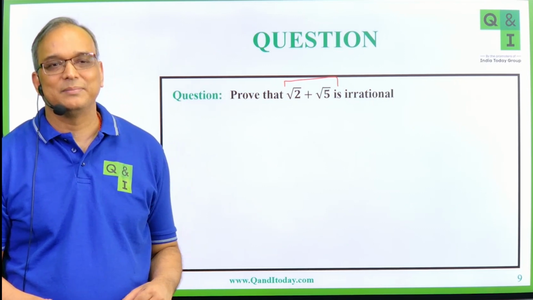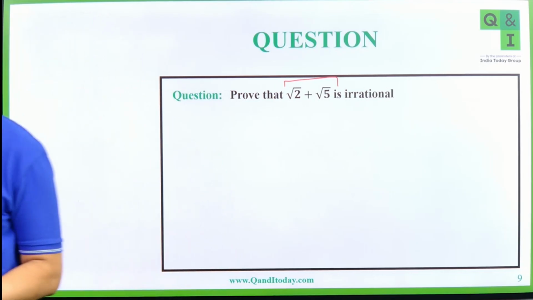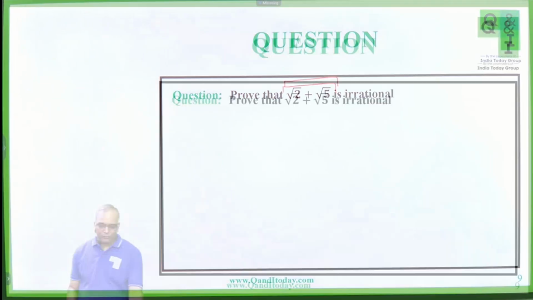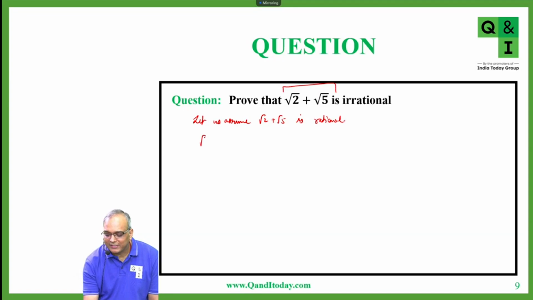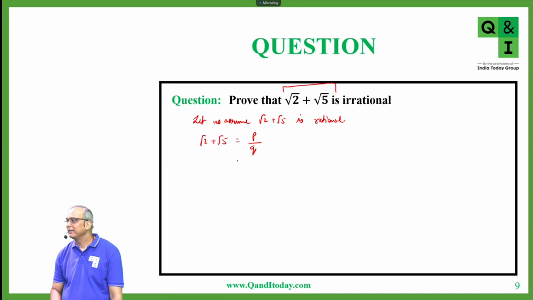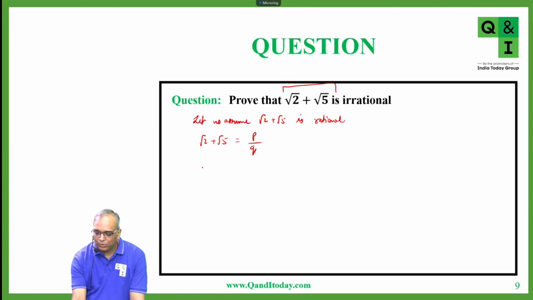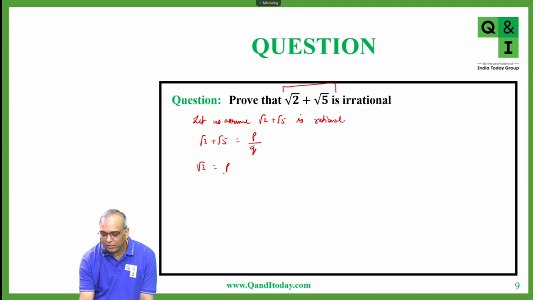Yes, you are correct. So let us do that. In these kind of questions, what we do, students, is first let us assume root 2 plus root 5 is rational. Now, if it is rational, we'll write root 2 plus root 5 is equal to P by Q, right? So we'll take one of the roots to the other side. So we will have root 2 is equal to P by Q minus root 5.